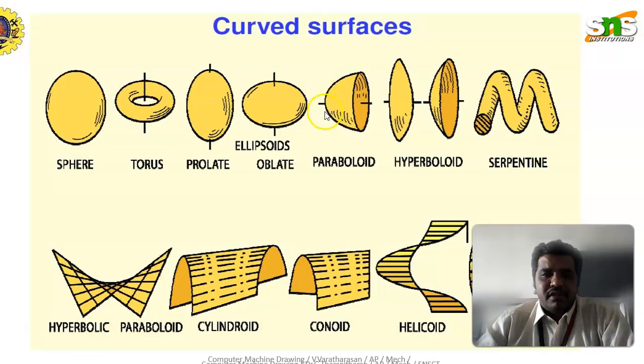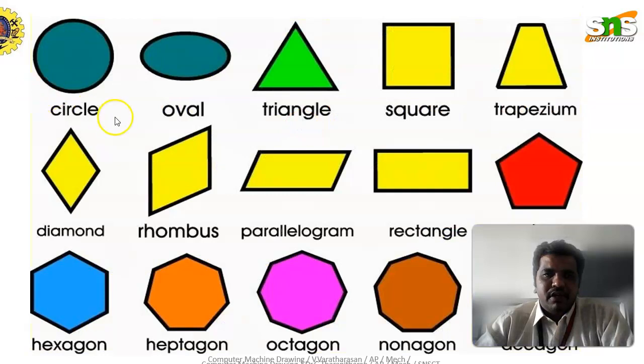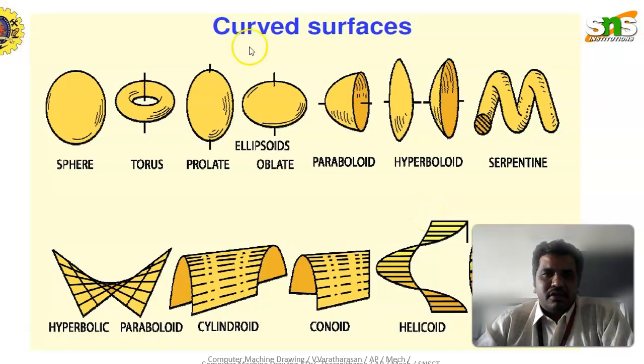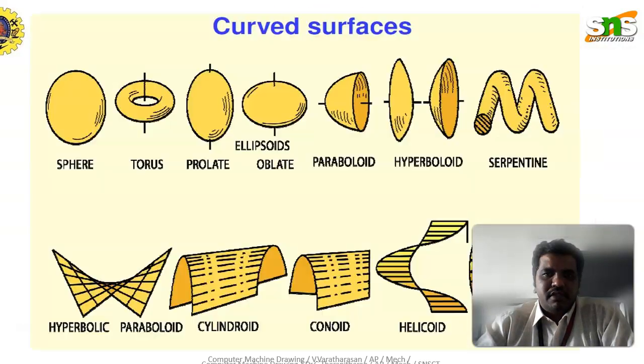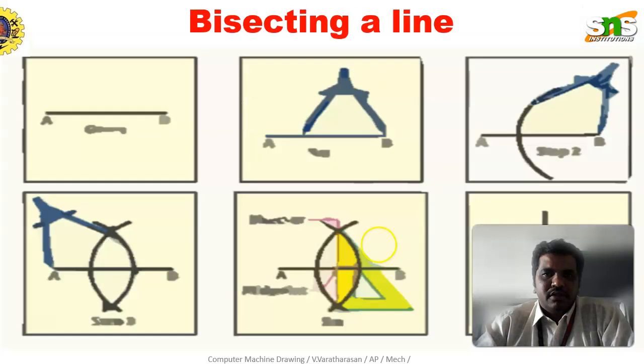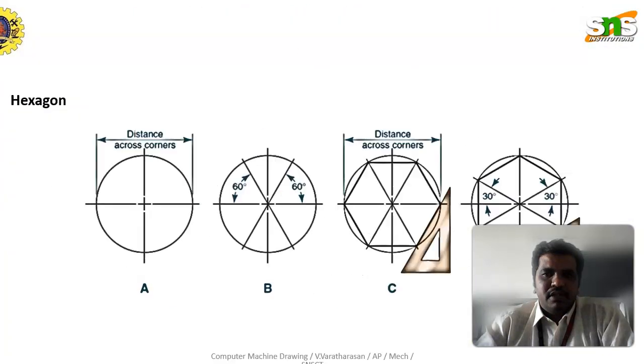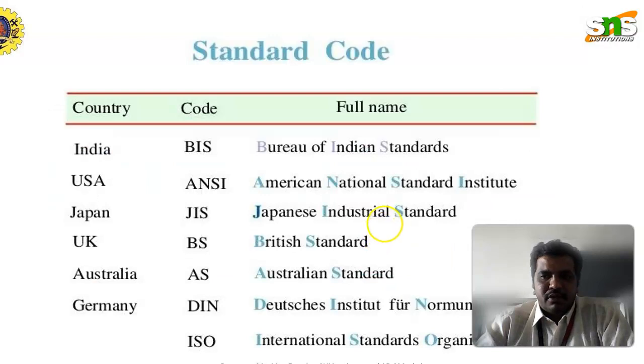There are different surfaces available, as we already saw, from the circle to the octagon and decagon. There are also some complicated curved surfaces, like sphere, torus, etc. These are the scales, bisecting scales. All these things we are going to see in the next video. Thank you.